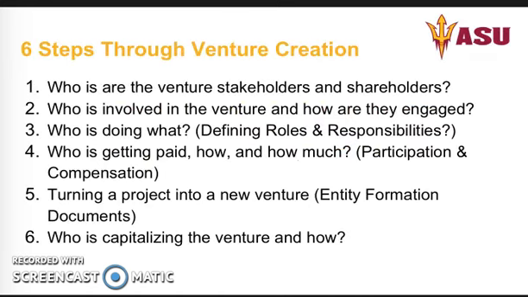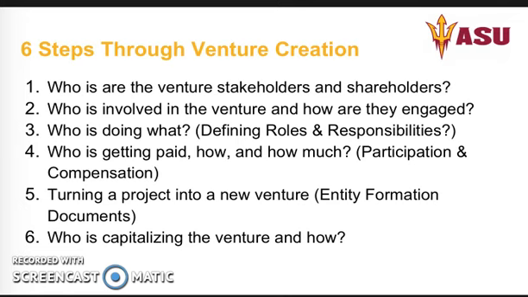Once you've completed the 6 stages and 24 steps of the innovation process, you'll move into the 6 steps of the venture creation process. These are 1. Who are the venture stakeholders and shareholders? 2. Who is involved in the venture and how are they engaged? 3. Who is doing what? Defining roles and responsibilities. 4. Who is getting paid and how much? Defining participation and compensation. 5. Turning a project into a new venture, understanding entity formation documents. And 6. Who is capitalizing the venture and how? That's it. It's that simple.